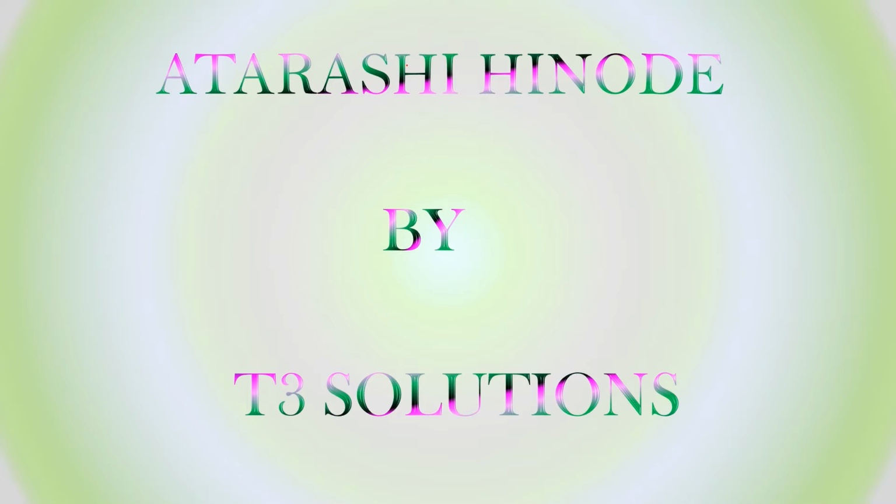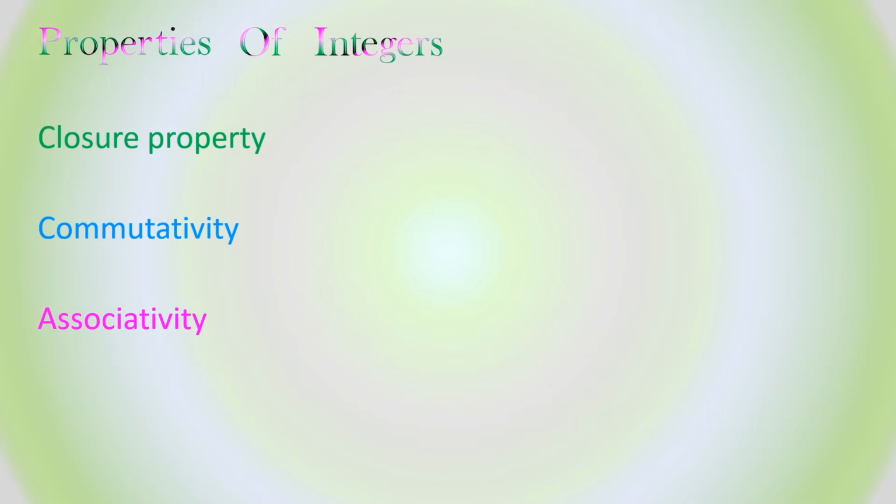In the previous video, we have learned the three properties of integers, that is, closure property, commutative property, and associative property. Today we will be learning the remaining properties. First, let us go through the properties of 0.